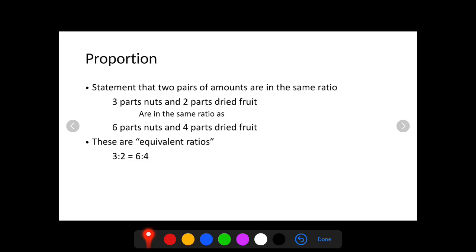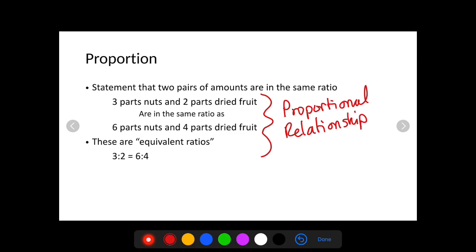We often talk about ratios and proportions at the same time. A proportion is just a statement that 2 pairs of amounts are in the same ratio. So back to our trail mix, 3 parts nuts and 2 parts dried fruit are in the same ratio as 6 parts nuts and 4 parts dried fruit. If I were to prepare both of these, they would look the same, except for the total amount, and they would taste the same. We say that this is a proportional relationship, and that these are equivalent ratios.